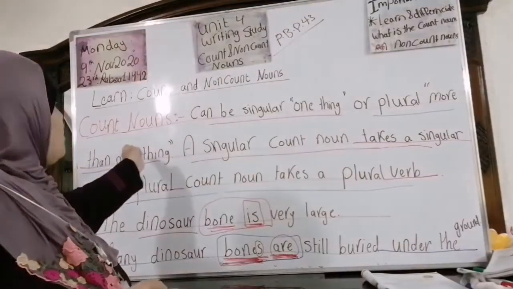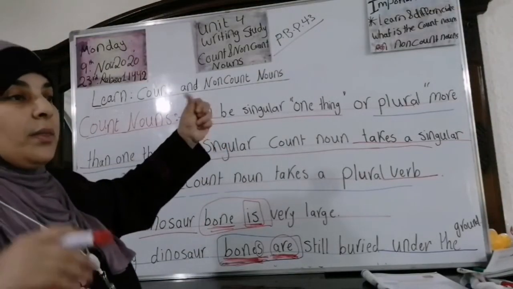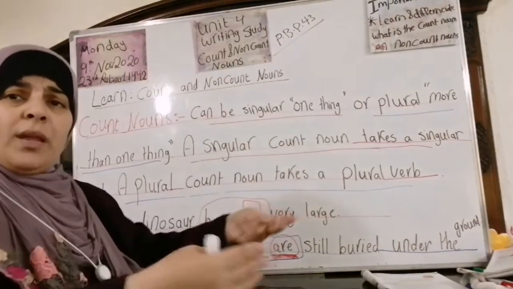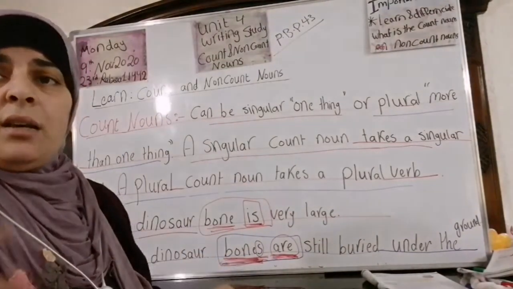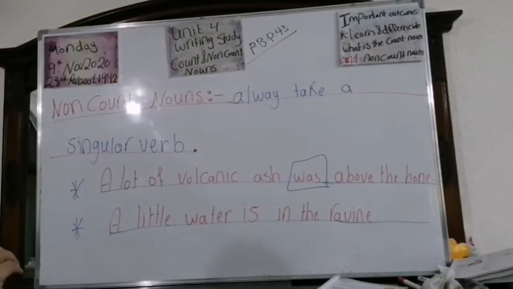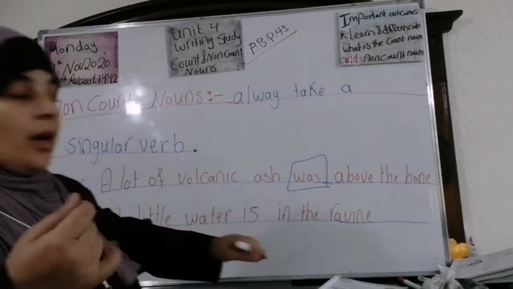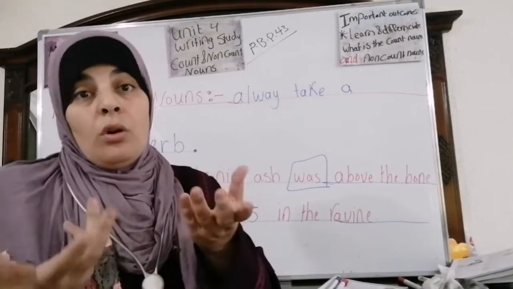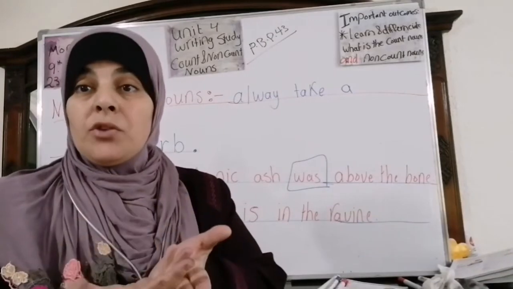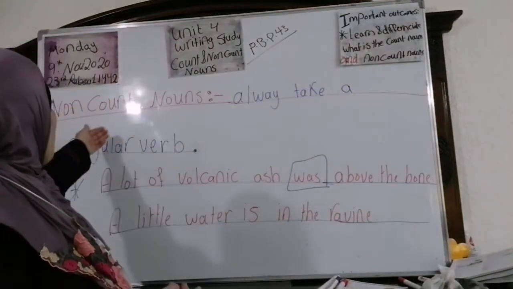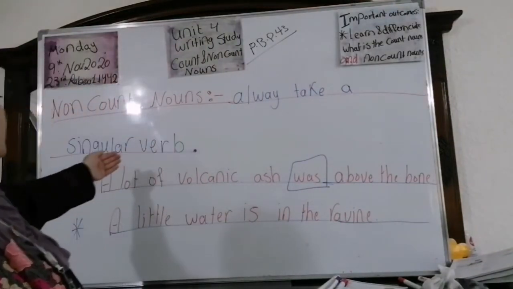Okay? These are the count nouns we said, the things that we can count. 1, 2, 3, 4. Now we're going to move to the non-count nouns. Okay? Stay with me. Now let's move to the non-count nouns. Look at this one. The non-count nouns, they are things we can't count. Can we count sugar? Can we count rice? No, of course we can't. Can we count ash? Can we count water? No, we can't.